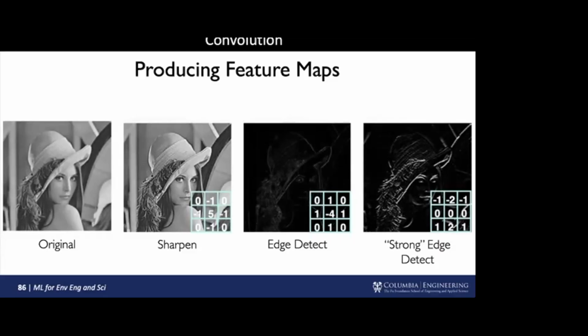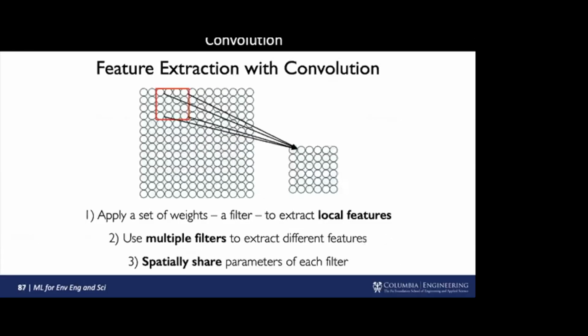A convolution layer does not produce one output. It actually produces many feature maps, each capturing a different type of information. These feature maps are what the next layers use to build more complex representations.